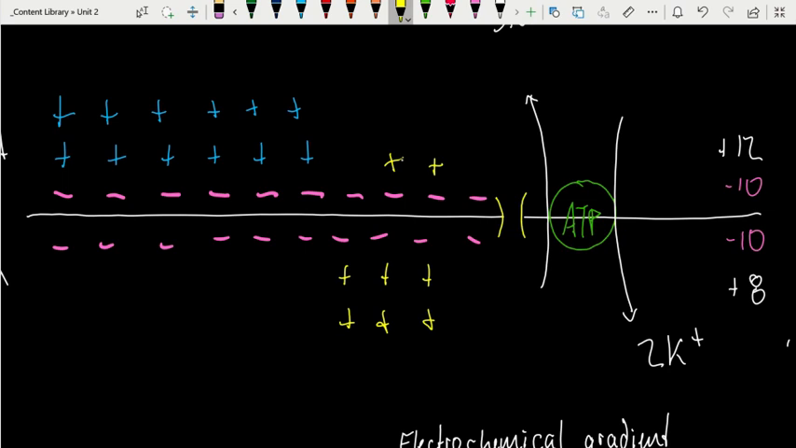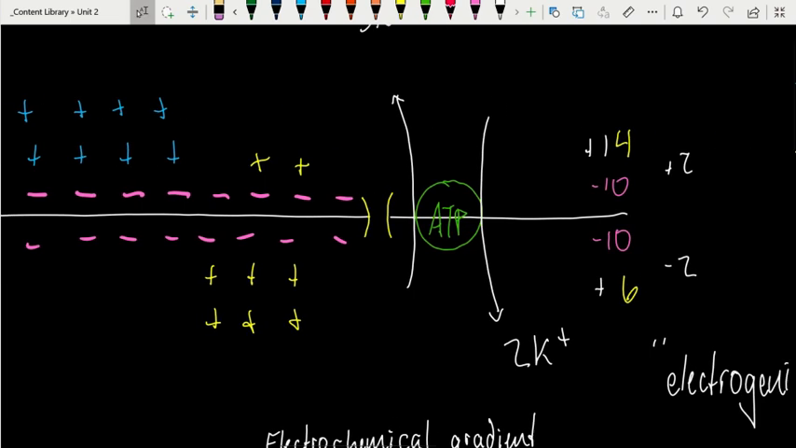What are we doing? You see quickly that the number of positives on the outside is adding up very fast. So instead of this being a 12, all of a sudden now it's a 14. And instead of this being a positive 8, now it's only a positive 6. And you can see how that's going to change these overall numbers. Now all of a sudden we're at positive 4 over here and negative 4 over here just by moving a couple of potassiums. This is how the cell becomes negative.